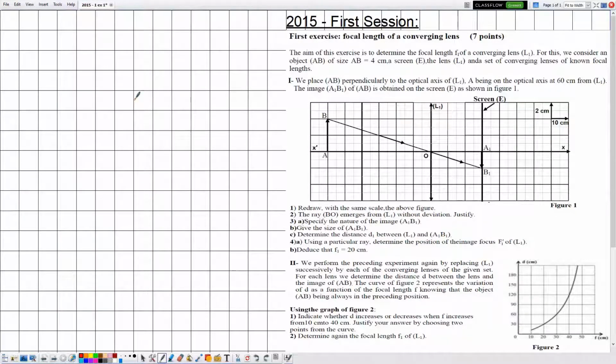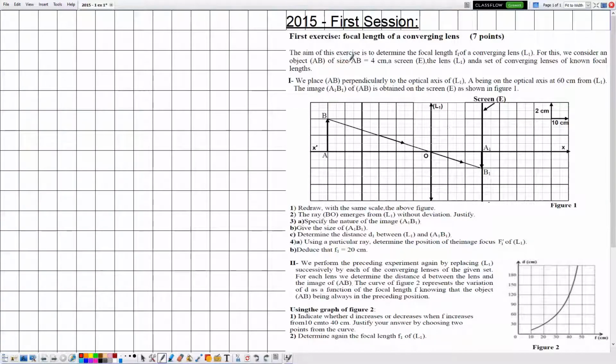Okay, hello everyone. In a new video, we are going to solve an exercise related to optics in the chapters of lenses and formation of images. This exercise was a previous one in the Brevet exams in 2015, first session, first exercise. The title of this exercise is Focal Length of a Converging Lens.